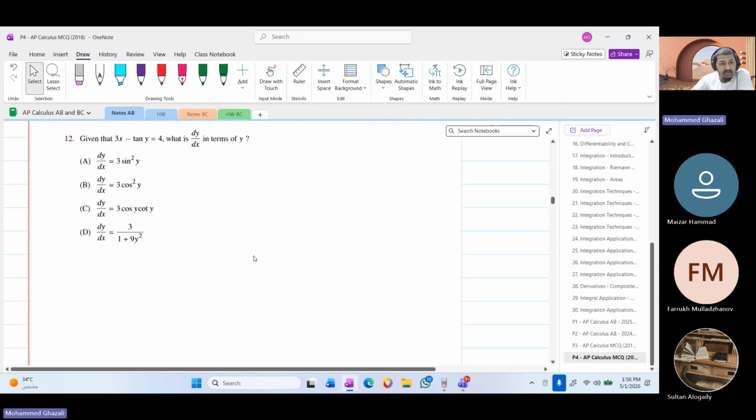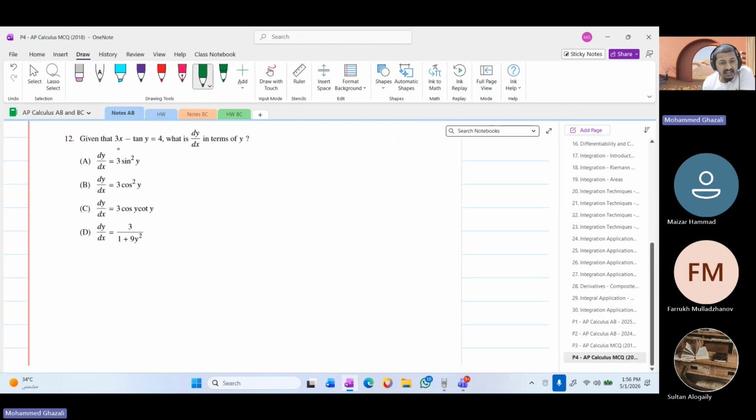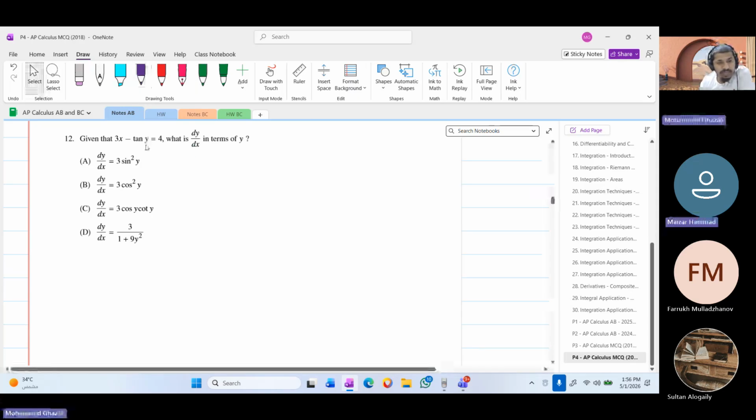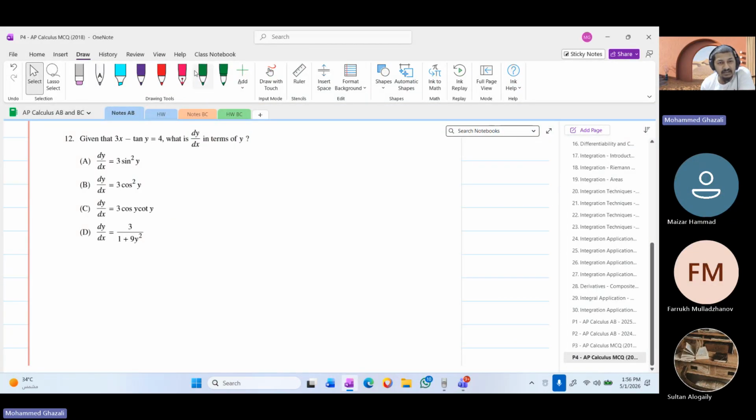Question 12. Given that 3x minus tan y equals 4, what is dy/dx in terms of y? In order to evaluate this, we have to differentiate, and y is a function of x. So you have to differentiate implicitly, because it says dy/dx. y is equal to y of x.